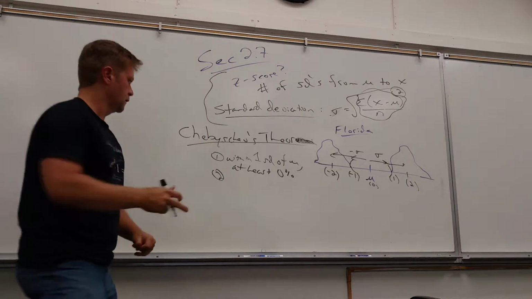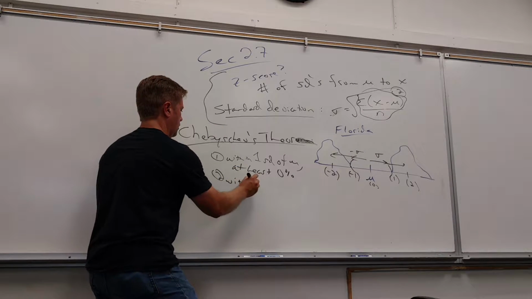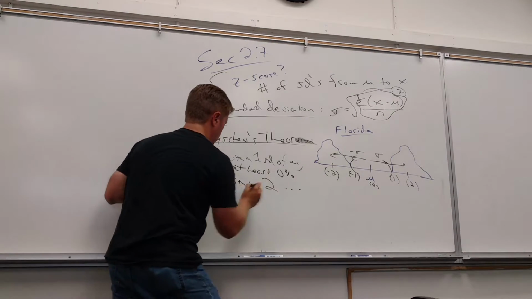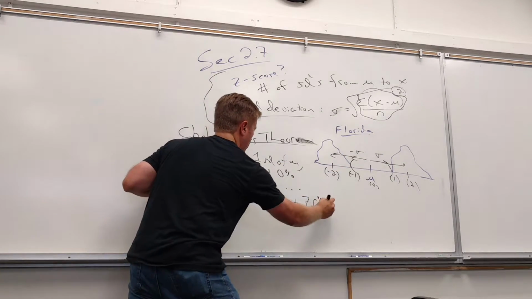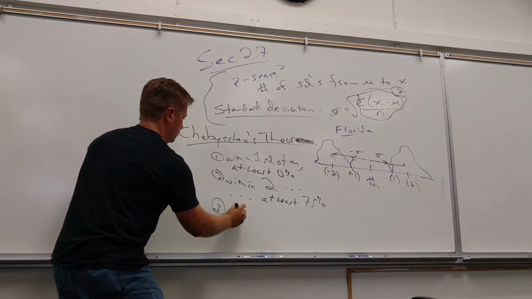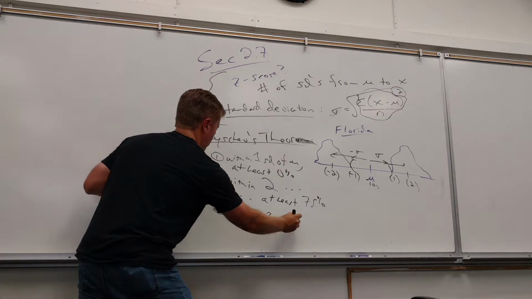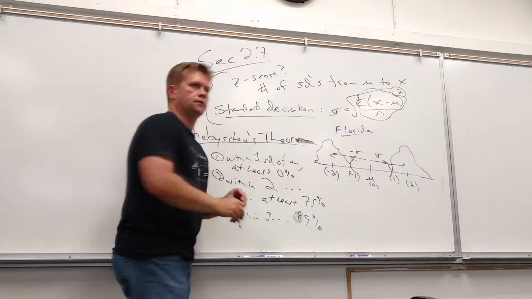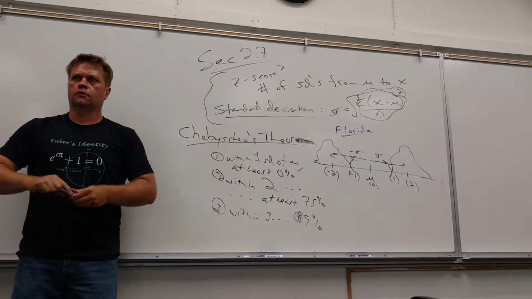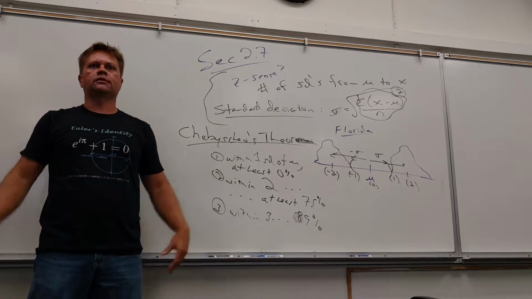All right, cool, I like it. So within 2 standard deviations, there's at least 75%. And then if you go one more step out, within 3 standard deviations, at least 89% of the data. It's 88.888, but it's 89, that's correct.